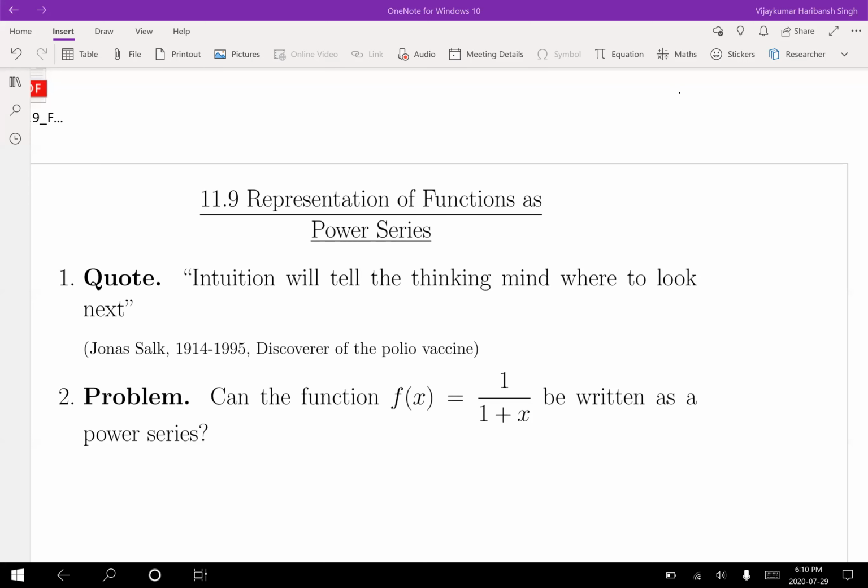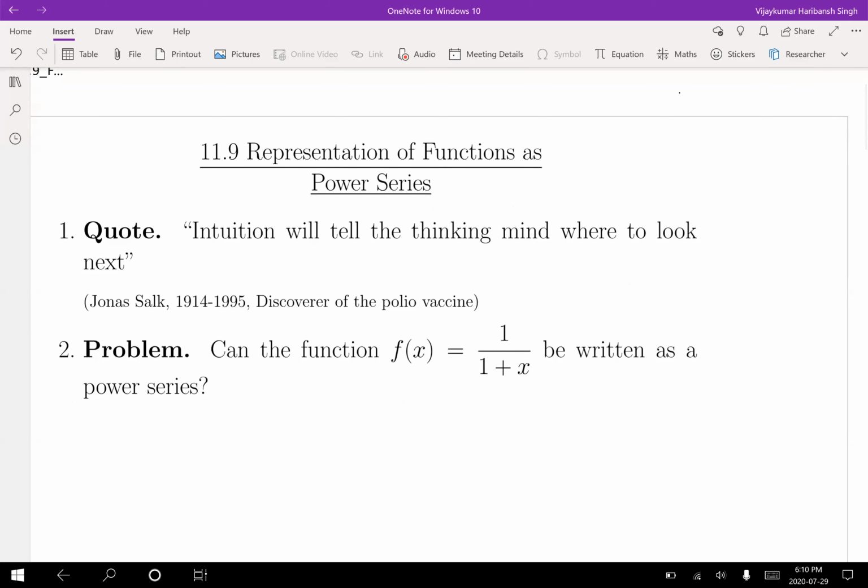Welcome students. So we want to discuss representation of functions as power series. So now let's answer the following question. Can the following f of x be written as a power series? To look at that, recall the geometric series. So let's work on the geometric series.